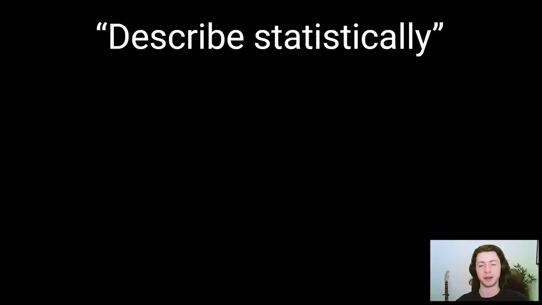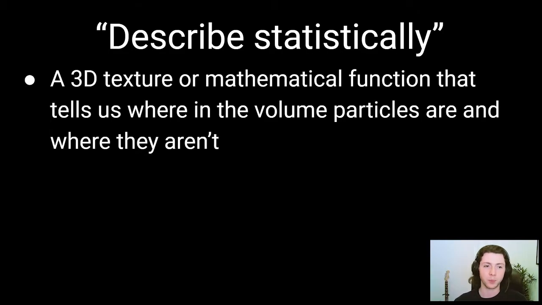So you might wonder what I'm talking about when I say a statistical description. We're going to have a 3D texture or a mathematical function that tells us where in the volume particles are and where they aren't. So we're not actually going to come up with the positions and orientations of billions of particles. Instead, we're just going to have a cheap lookup function or a texture that says, hey, I don't know exactly where the particles are, but I know that there's a lot of them right here, or that there's not very many of them over here.